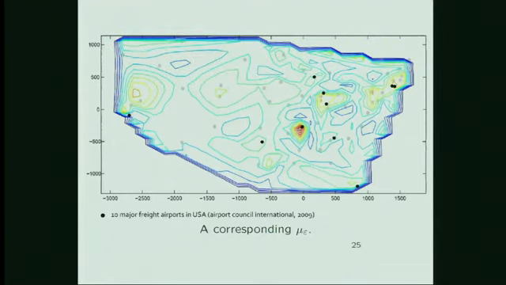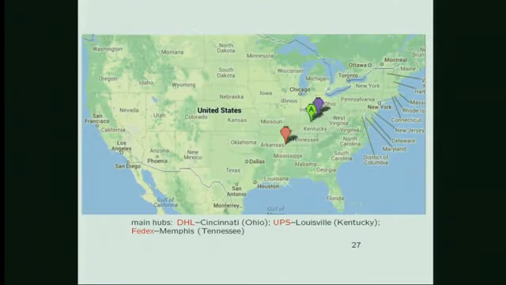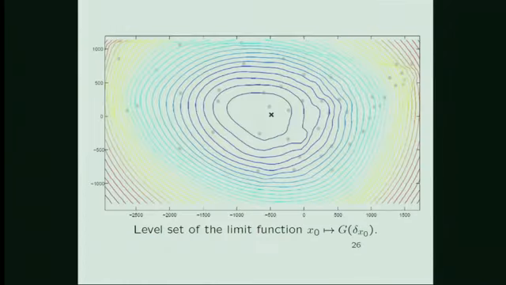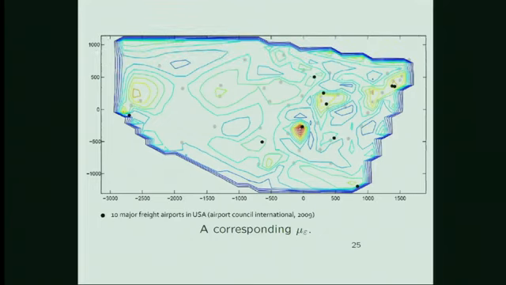Well, this seems to be in the middle of nowhere, and we said, well, but what do the real companies do? And we checked what DHL, UPS, and FedEx do. So remember this picture. And this is what happens in reality. So DHL in Cincinnati, Ohio. UPS is Louisville, Kentucky. And FedEx is Memphis, Tennessee. So quite close to the forecast we did. And I think I can stop here.